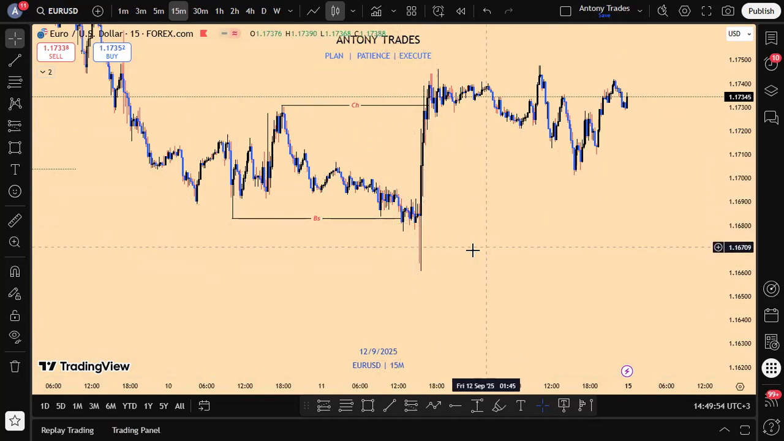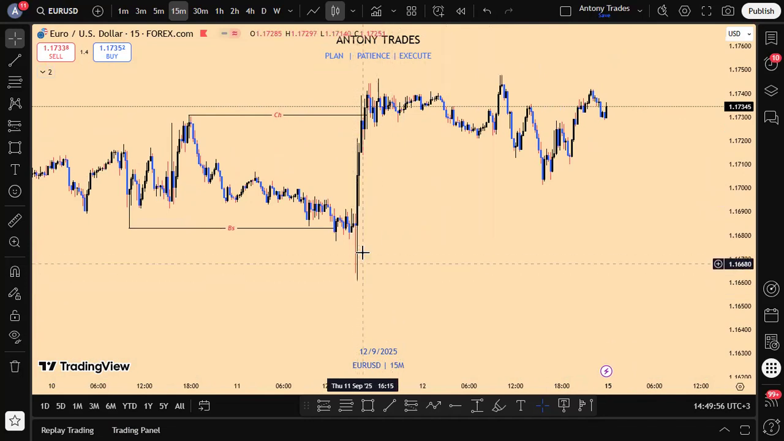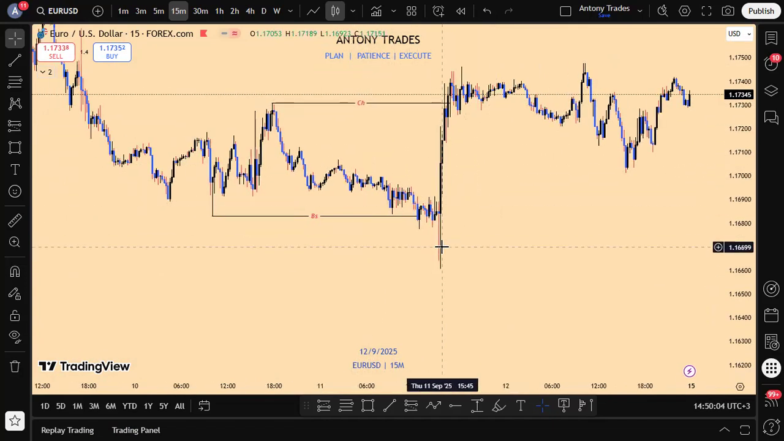And on Friday we had a CPI news. That's why you can see this big bullish candle going to the upside. So these were the news candles. On Friday, that's when we saw this bullish move, which ended up changing the character here.